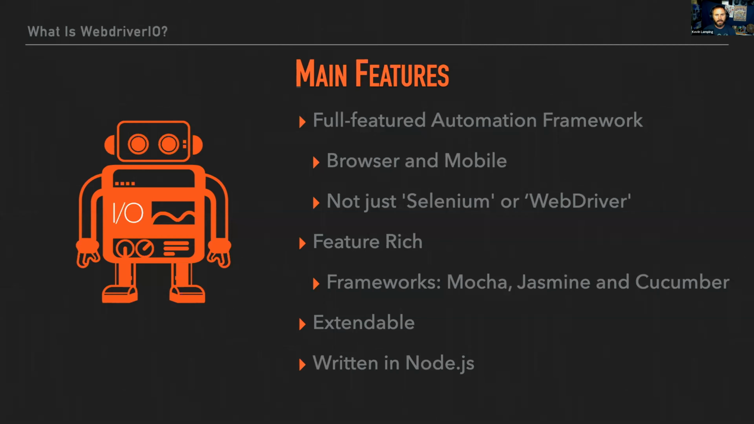Let's talk about some of the feature-rich nature of it. First off, it's really adaptable to how you want to write your tests. So for instance, you can choose from 3 frameworks. You can use Mocha, you can use Jasmine, or you can use Cucumber. Cucumber is very popular out there, and so support was added through community efforts, and the core maintainers support was added.